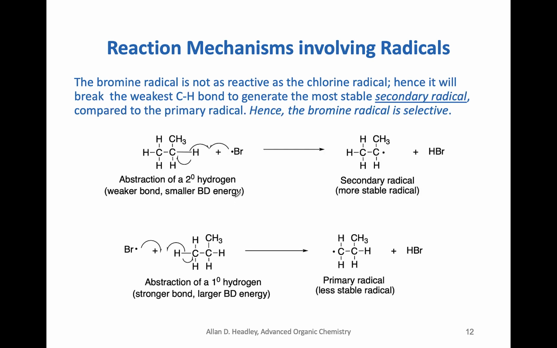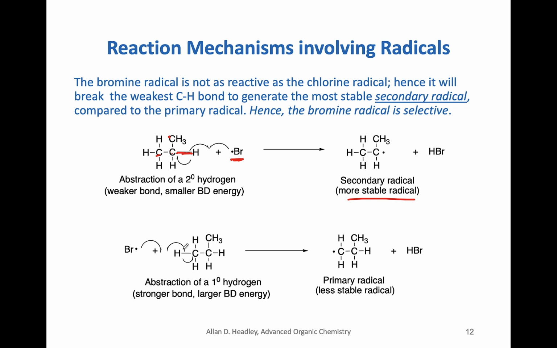On the other hand, however, bromine, which is generated in the initiation step of the reaction, is not as reactive as the chlorine, so it's more selective for the weaker bond. So here's a secondary CH bond. Right? Notice this is secondary because we have the carbon here and over here. So it's still propane, but just drawn a little differently here. So this is the secondary hydrogen, and it's more selective for this to get this more stable radical.